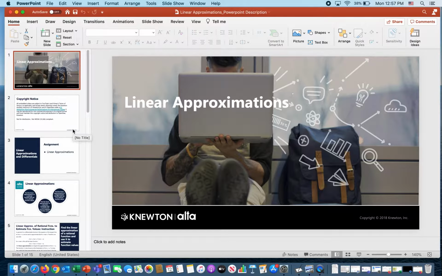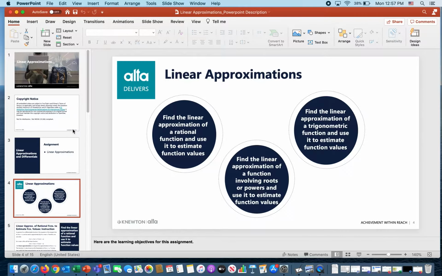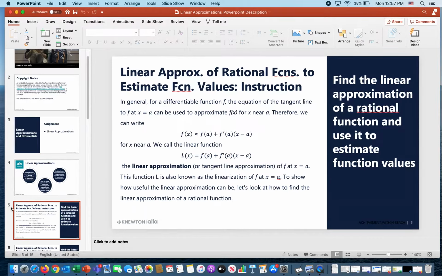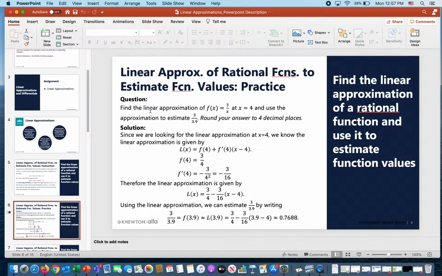Linear in terms of we're going to be using the equation of a line. An approximation in terms of we're going to be using that equation of a line to estimate a given value. Here's what I mean. Take a look at this first example. It says find the linear approximation of f of x equals 3 over x at x equals 4 and use the approximation to estimate 3 over 3.9.